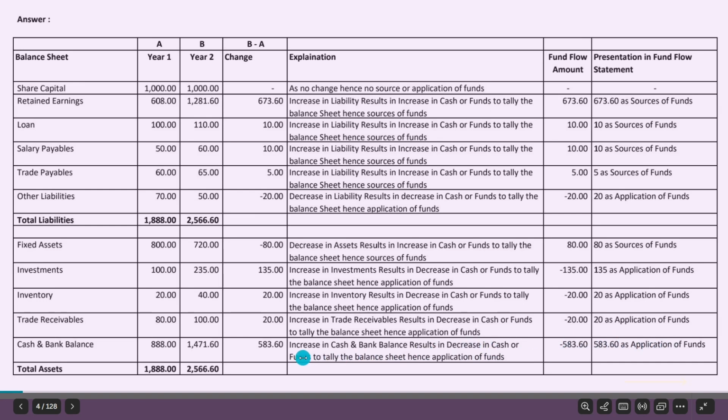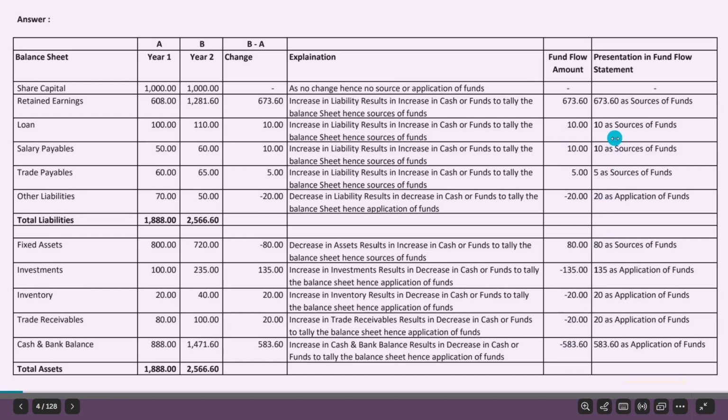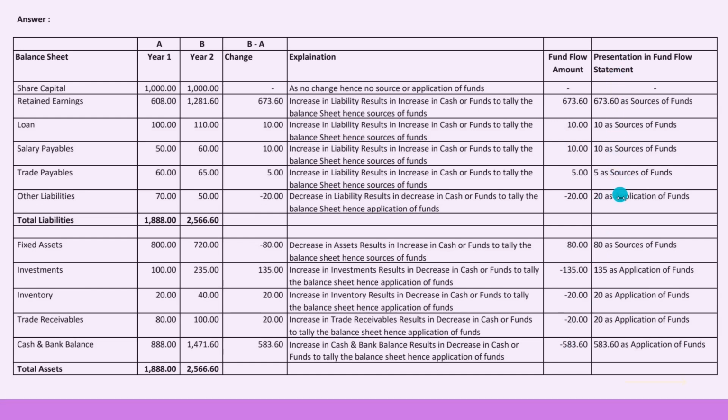Now in this case, cash and bank balance is considered separately as an asset, and hence an increase in cash and bank balance results in a decrease in cash or funds to tally the balance sheet. Here the cash and bank balance asset is considered similar to trade receivable and inventory. Thus, first we prepare a table where we derive the amount of fund flow statement, and we derived how to present the same in the fund flow statement.